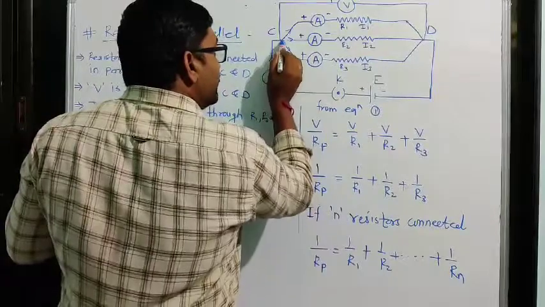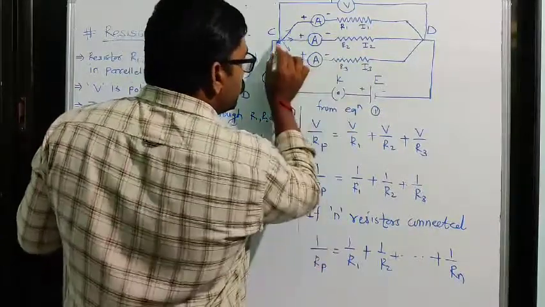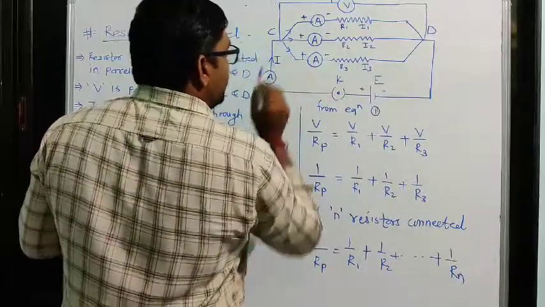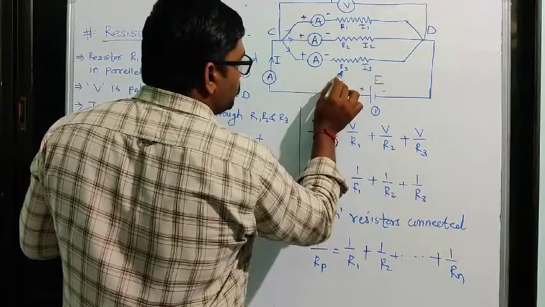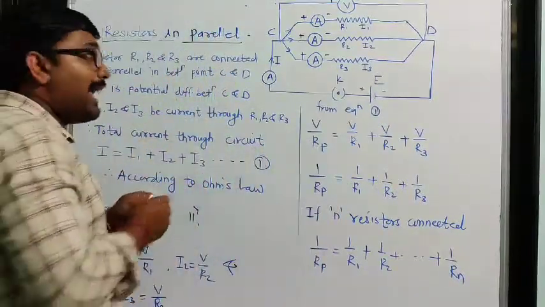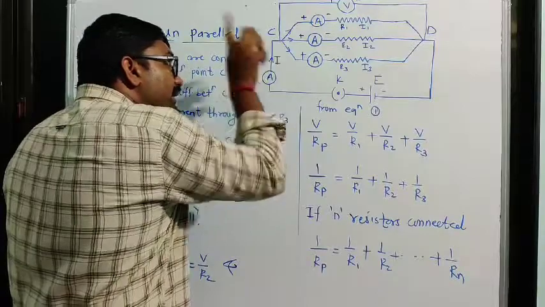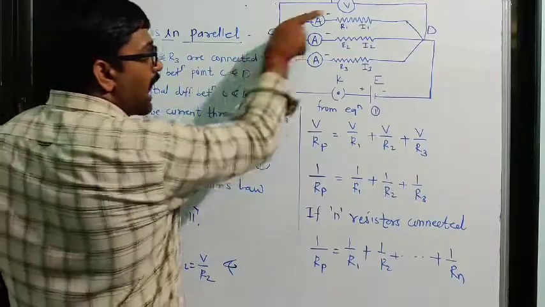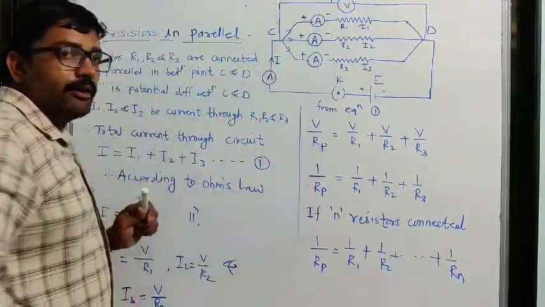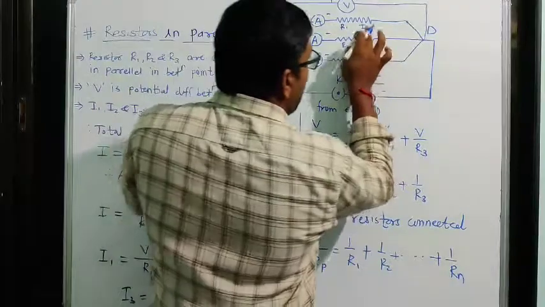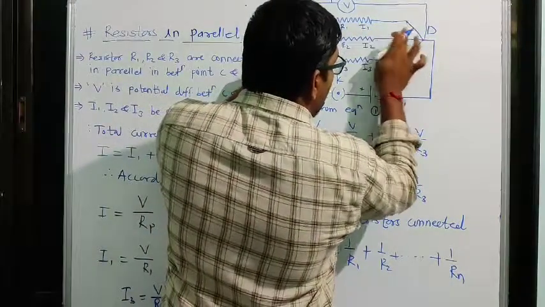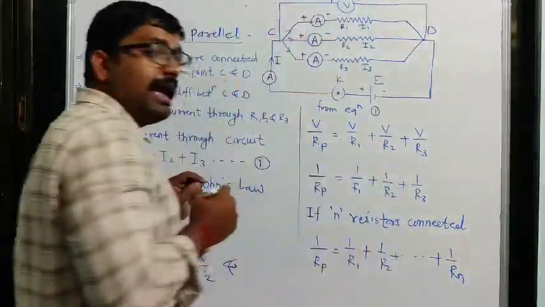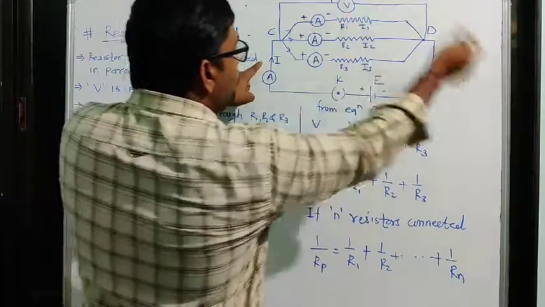Now again, I2 current will be passed through this second resistor, and I3 current will be passed through resistor R3. So as this electric current came here at point C, it is split into three ways: I1, I2 and I3. Then as I1, I2 and I3 again came here at point D, at that time this I will be equal to I.